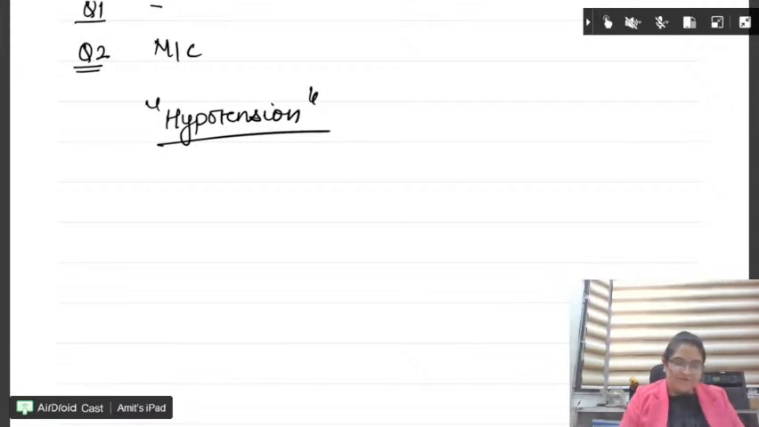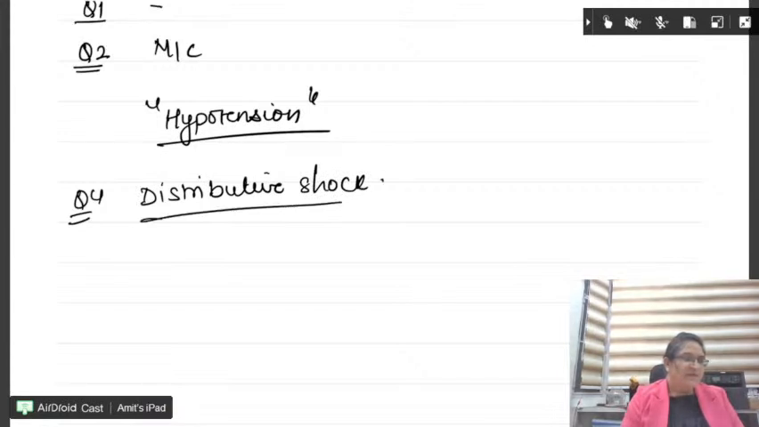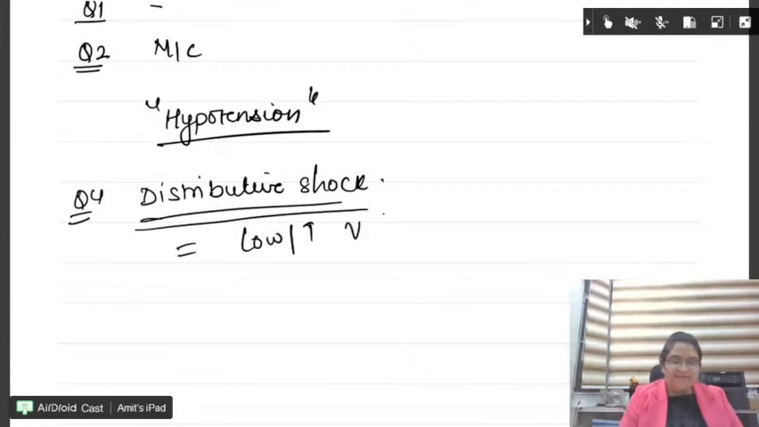Very good, very good. Next, in distributive shock, have you heard this term? Distributive shock, do we see low or high vascular resistance? What do we see? Low or high?